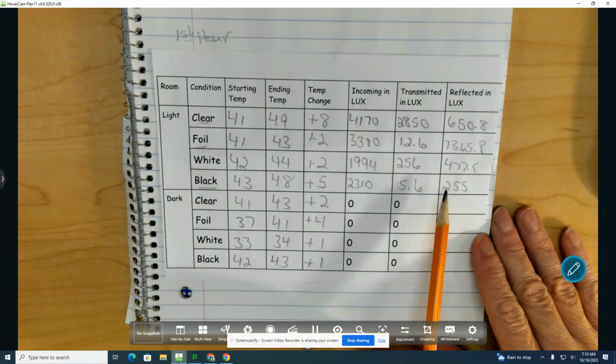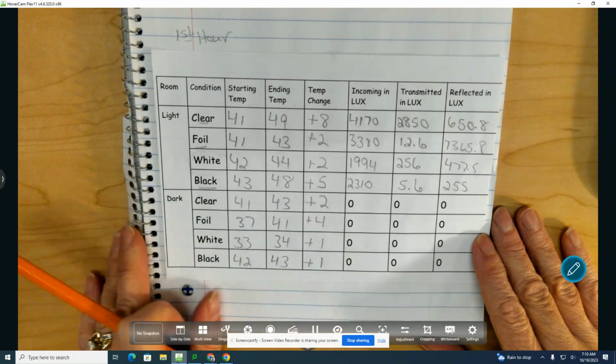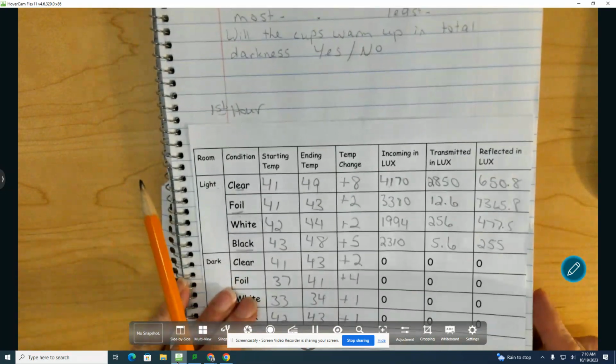And then the black cup, we learned that it didn't have a lot of transmitted light. It didn't have a lot of reflected light. So where did that light go? And we learned some things about the reason with the color of the cup and how that might have caused the temperature to change for that cup. Okay, so those are all the lessons that we've done.